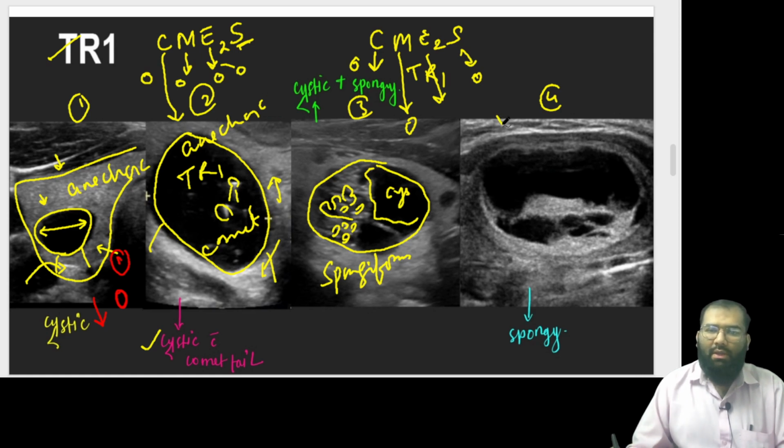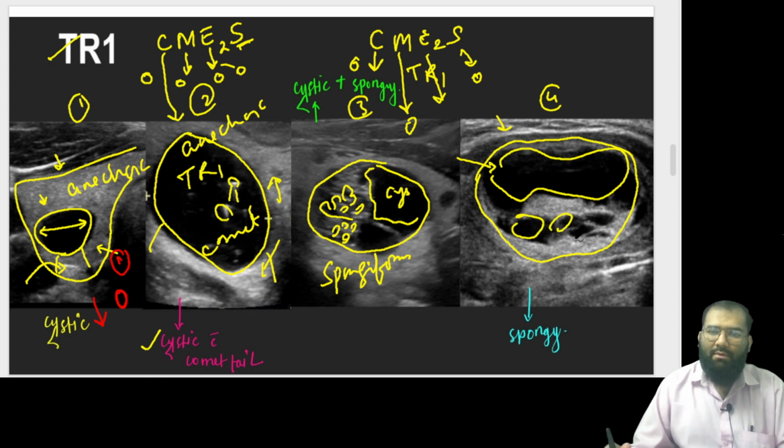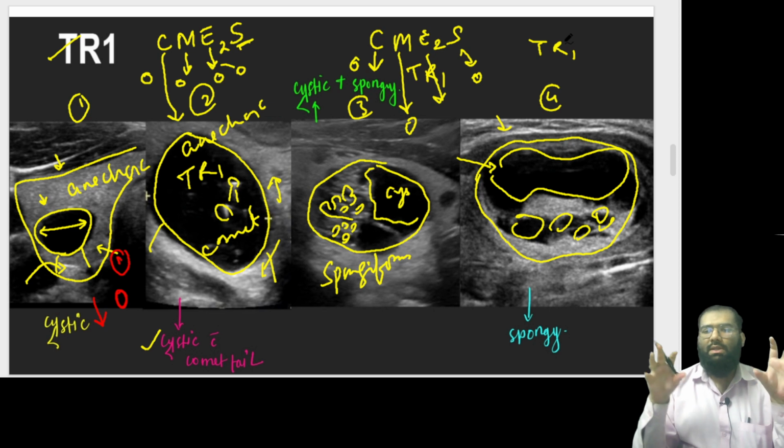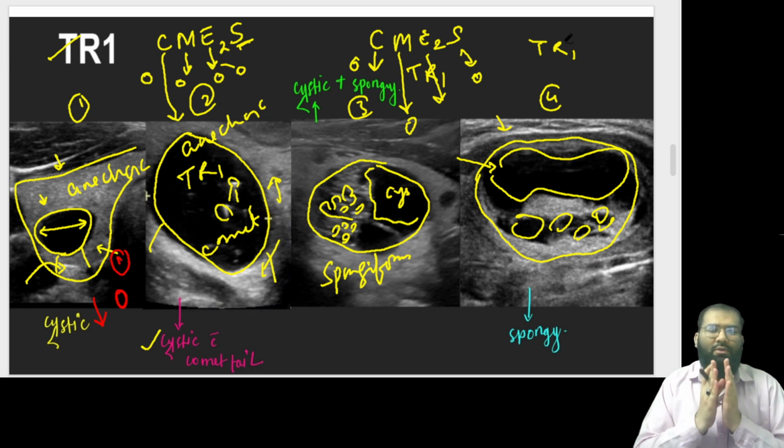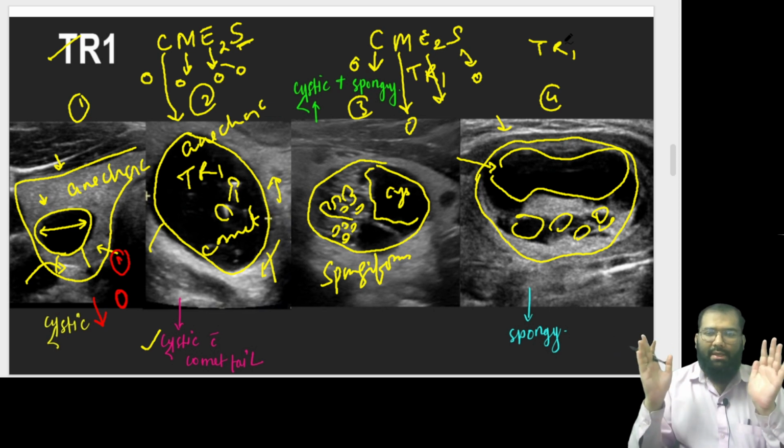Again, a similar looking lesion. Here you are able to see in 4, this is a cystic area, and this all is the spongy area or spongiform area. So again, if you see cyst and spongiform area, you have to stop at TR1. So this is Thyroids 1. Okay, so we are done with Thyroids category 1.